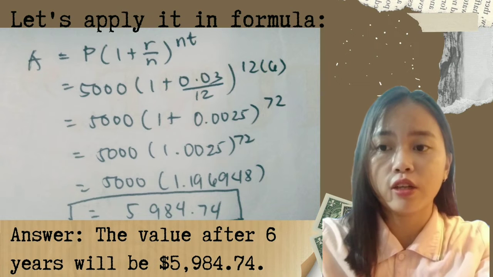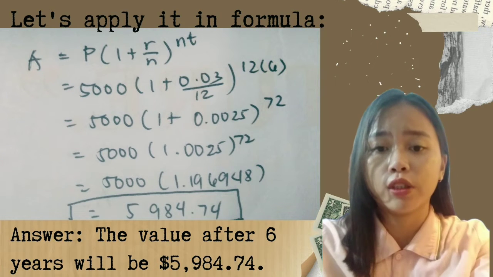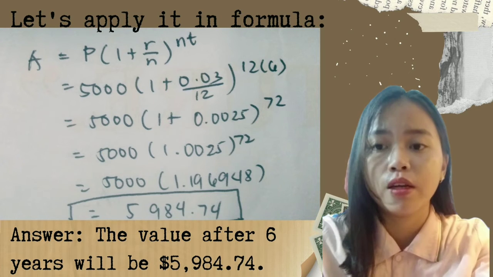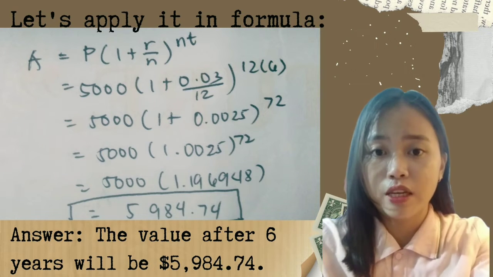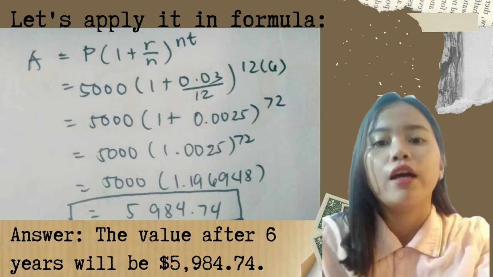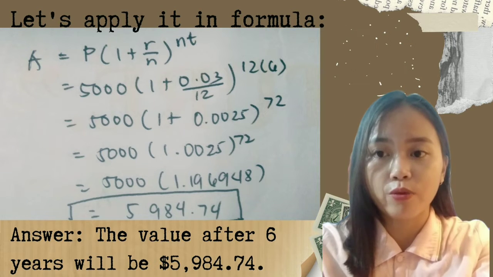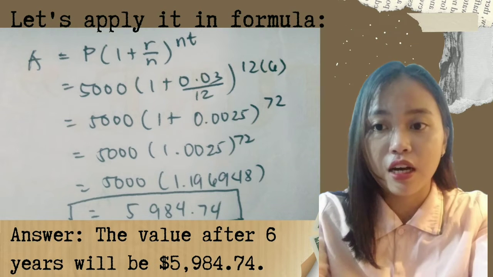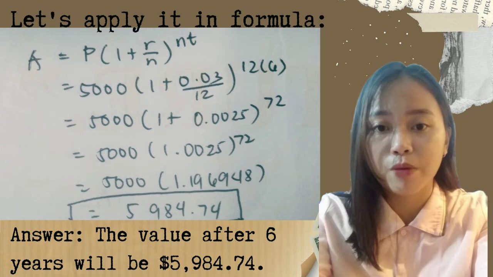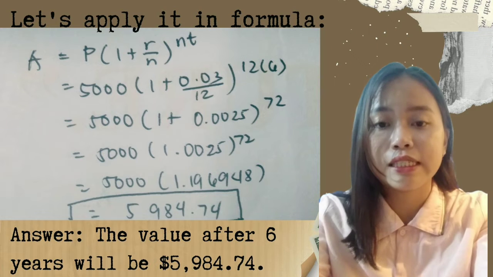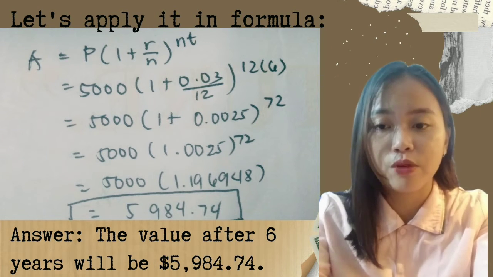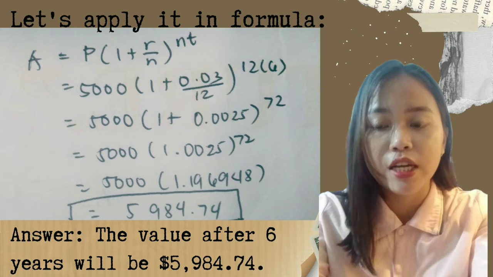Let's apply it in the formula. A equals P, the principal, times the quantity of 1 plus R, the rate, over N, the number of times interest is compounded per unit T, the time, raised to N times T. Substitute the values: 5,000 times the quantity of 1 plus 0.03 over 12 raised to 12 times 6, and we simplify it. First, 0.03 over 12 is 0.0025, plus 1 is 1.0025, raised to 72 is 1.196948, then times 5,000, the answer is 5,984.74.